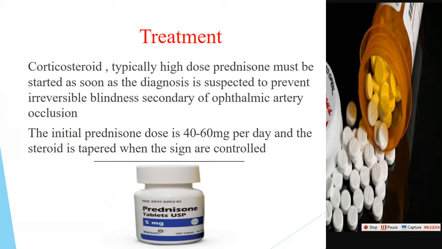The treatment of temporal arteritis: corticosteroid, typically high-dose prednisone, must be started as soon as the diagnosis is suspected to prevent irreversible blindness secondary to ophthalmic artery occlusion. The initial prednisone dose is 40 to 60 mg per day, and the steroid is tapered when the signs are controlled. We should start the treatment as soon as possible to prevent irreversible blindness.